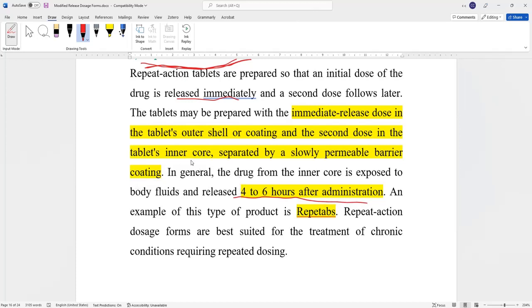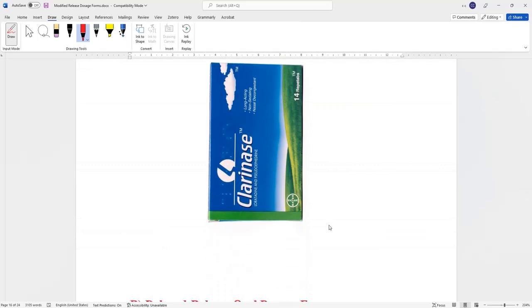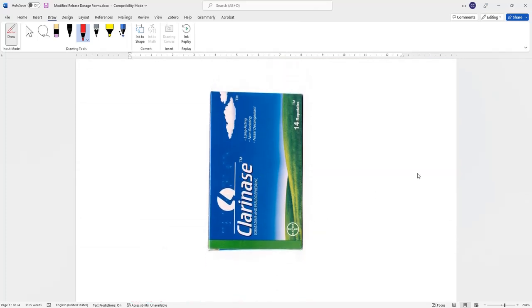Now, the inner core or one of the layers might be separated from the immediate release layer by a slowly permeable barrier coating, and this will allow the drug to be released over extended period of time. Example of that اللي هو repeatabs. Repeatabs you see it here, LaBayer. في عندنا البرودكت اللي هو كلارينيز nasal decongestant. Okay.